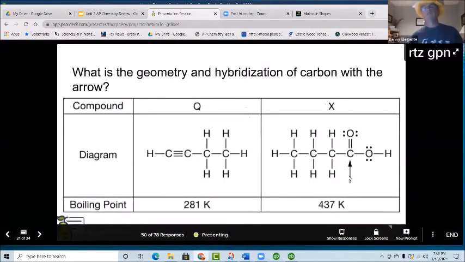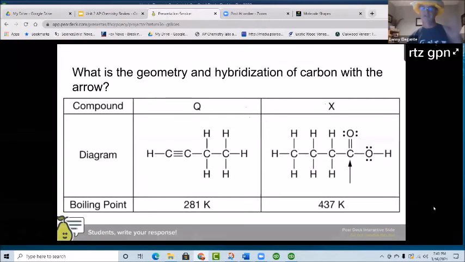All right, so let's do the geometry first. How many regions of electrons are there around that carbon with the arrow on it? There's 3. So the double bond and the 2 single bonds is 3 regions of electrons. We don't have to worry about any of the lone pairs anywhere. We're only worried about the lone pairs on that carbon, if there are any. So how many regions of electrons are there?